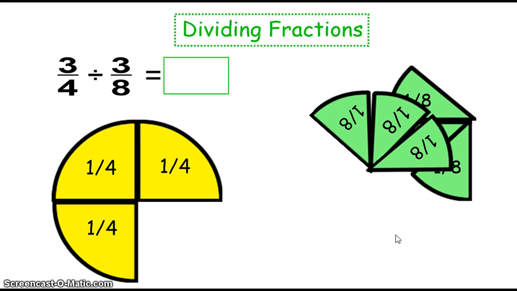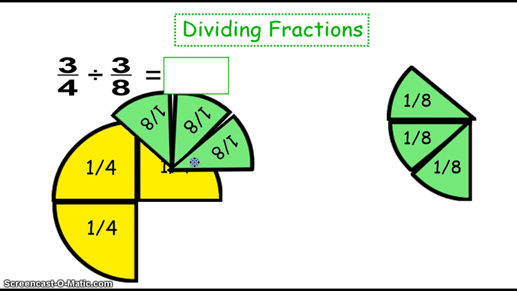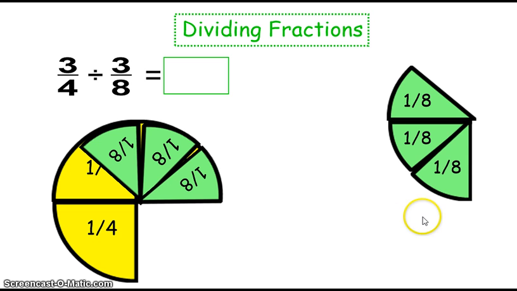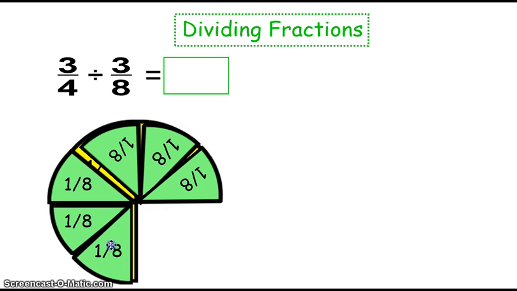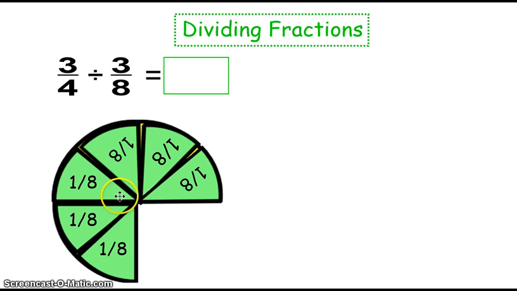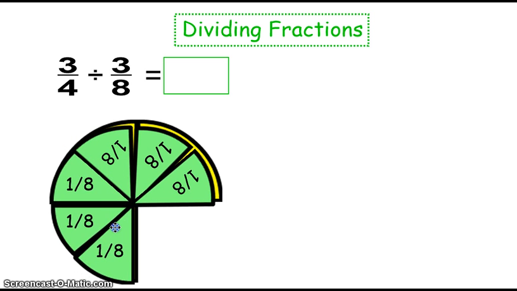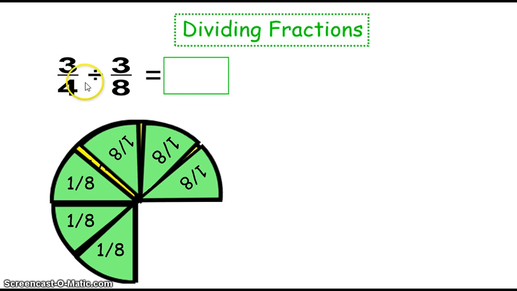I'd like to start with a model so you can see how dividing fractions works. Our first example is 3/4 divided by 3/8. We want to see how many sets of 3/8 fit into 3/4. So I've got our 3/4 model right here, and I've got sets of 3/8. Well, we've got one set of 3/8 covering our 3/4. Now we've got a second set of 3/8 covering our 3/4. In this problem, we have two sets of 3/8 covering our 3/4, which means 3/4 divided by 3/8 is equal to 2.